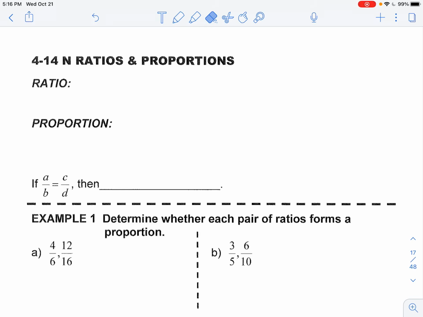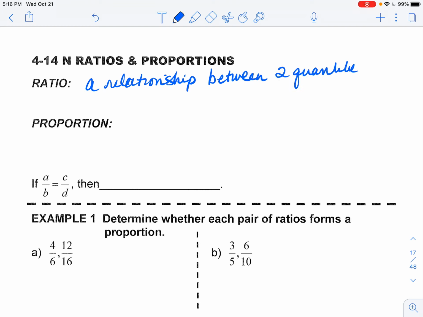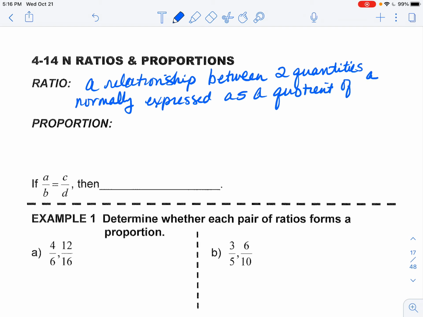Okay, today's notes cover ratios and proportions. So let's start with what a ratio is. A ratio is a relationship between two quantities, normally expressed as the quotient of A and B. It's a fraction.